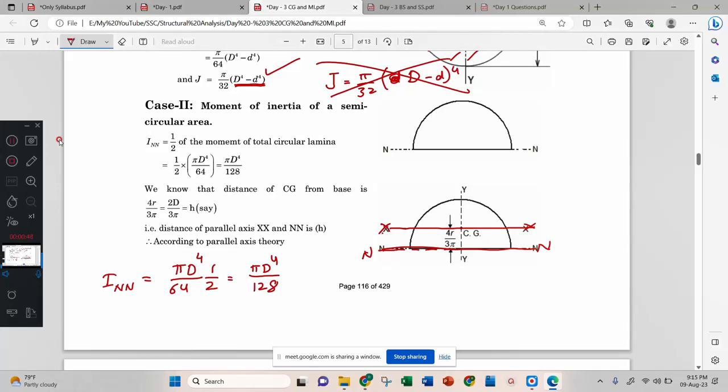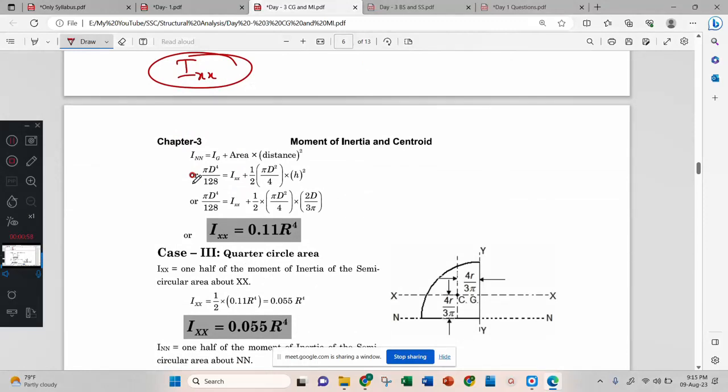Right? This is I half of it. Then from this we will indirectly calculate IXX. IXX we will get later, like this: that is 0.11 R power 4. You remember it like this only. Okay, this you have to learn by heart, or on the day before the exam you have to learn it by heart.